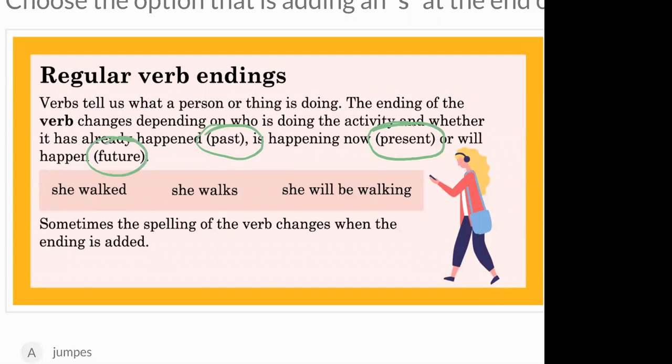Now, taking these three contexts into account, we can work out which one is past tense, which one is present tense, and which one is future tense. So "she walked" will be past tense. "She walks" is what we call present tense. And "she will be walking" is something that's going to be happening in the future. That's what we call future tense. Sometimes the spelling of the verb also changes. Remember, a verb is an action word and it's a doing word. So let's have a look at some of the examples.